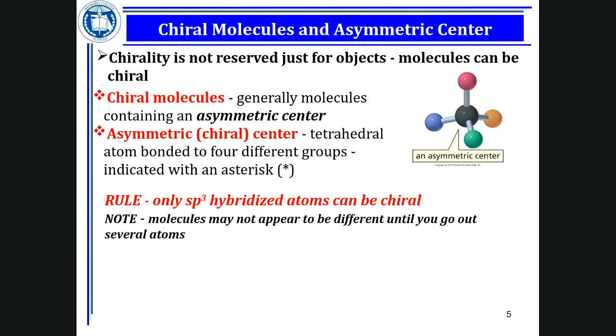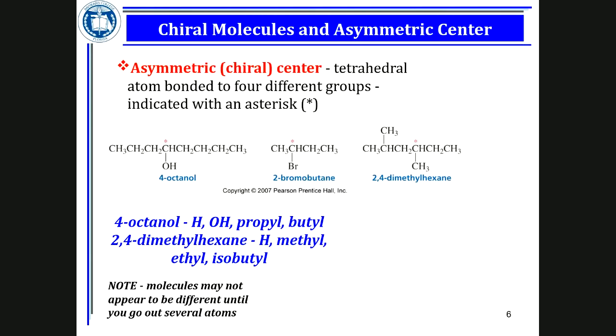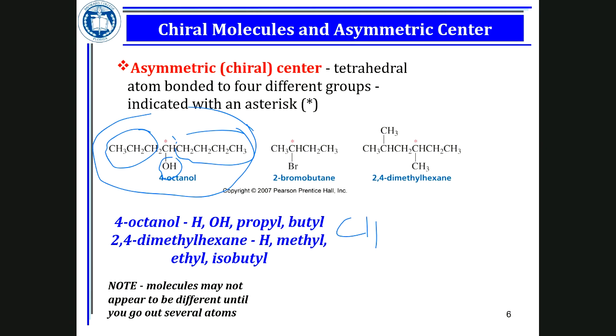For the chiral carbons, these are some of the examples that we have. For this molecule here, octanol, you have an OH group attached to the carbon, you have a hydrogen attached to the carbon, you have a butyl group attached, and you have a propyl group attached. So you have 4 different groups attached, so your molecule is chiral.